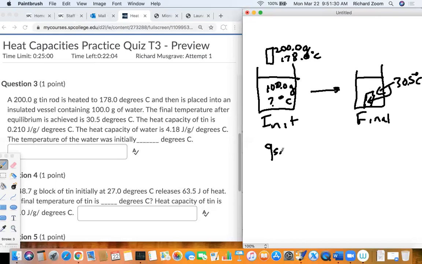Okay, so we're going to work first of all with the tin because we know all the information about the tin. We know the mass of tin. We know the heat capacity of tin. It's given in the problem. And we also know the change in temperature of the tin. And we're going to figure out the heat released by the tin. So we've got 200.0 grams. We've got the heat capacity of 0.210 joules per gram per degree Celsius.